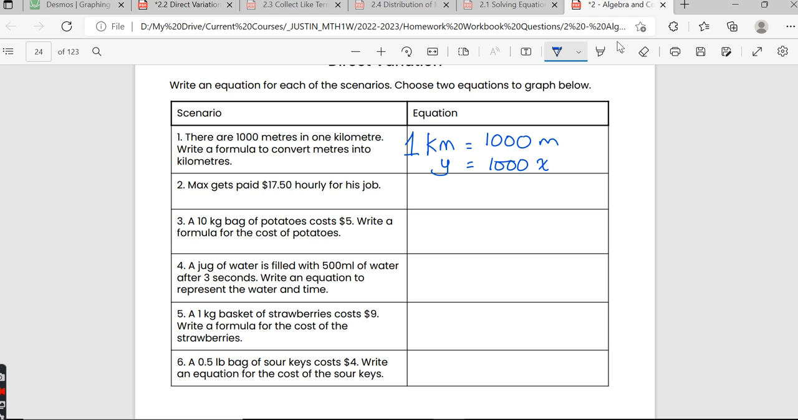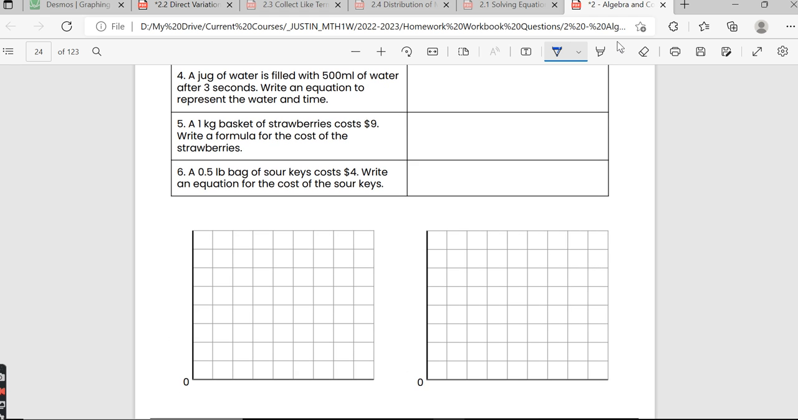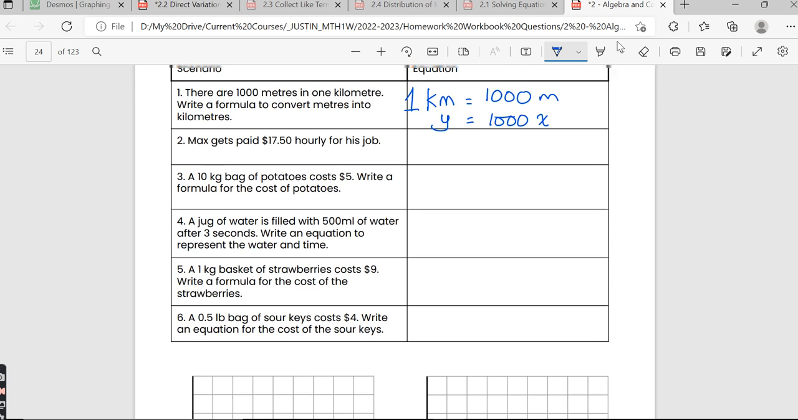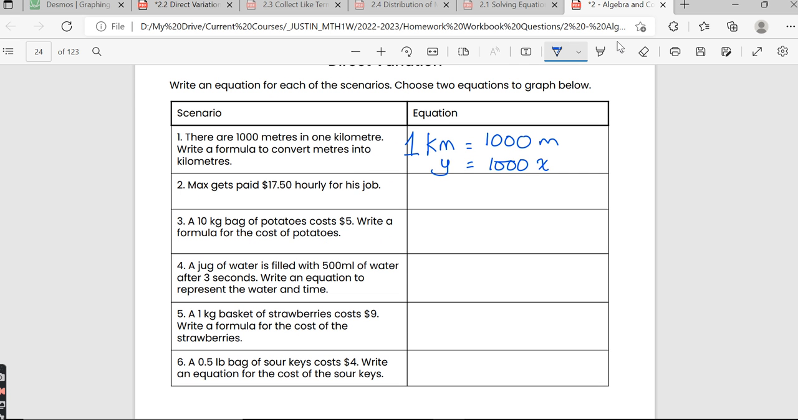All right, so if I scroll down here, so see these 2 graphs down here? You can choose any of these 6 and graph it. Now you know that these are examples of direct variation, which means that your 2 graphs that you sketch should go through 0, 0. If they don't, then you probably made a mistake somewhere, okay? All right.